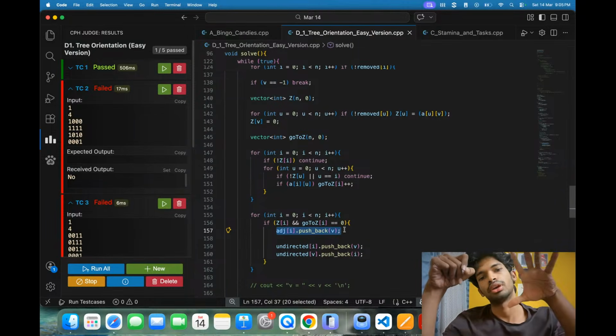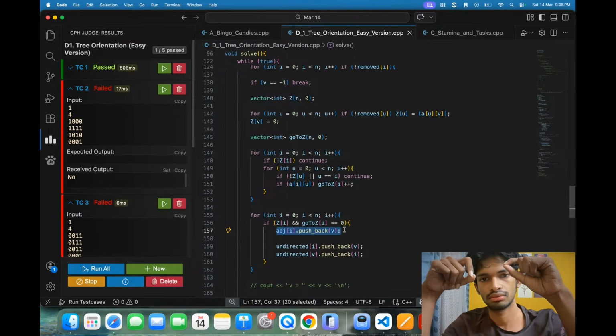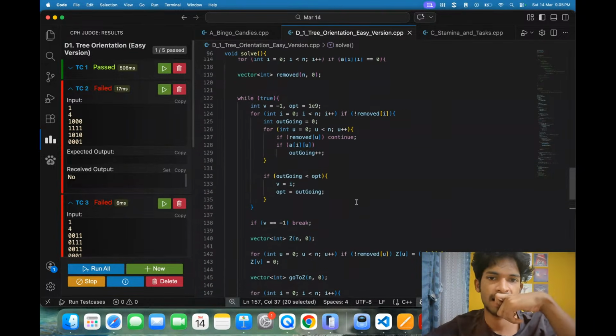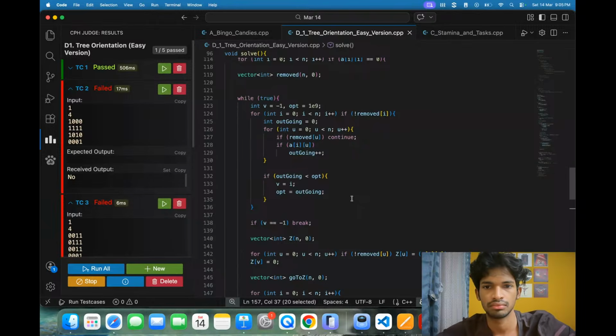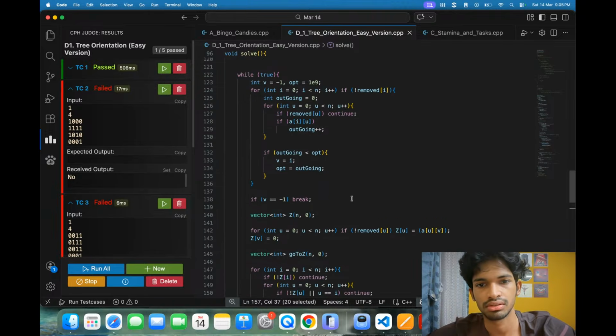We found a leaf, okay? Why can't I do easy ones?